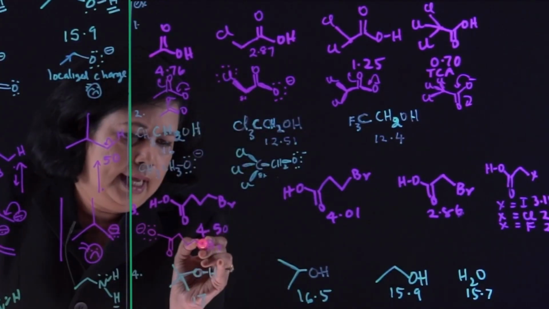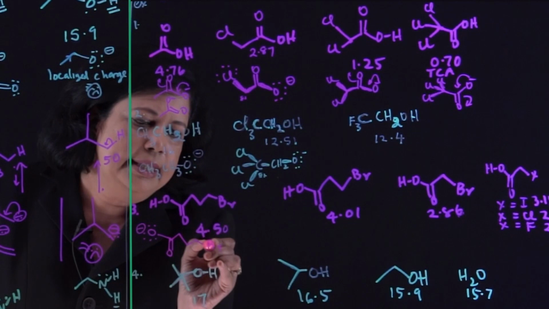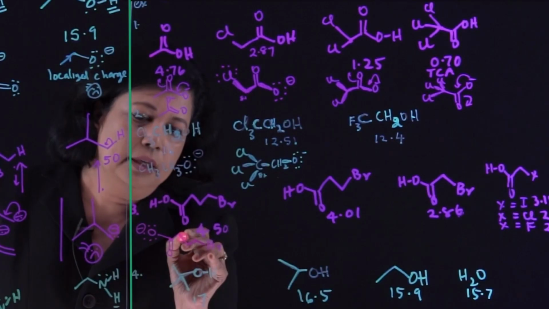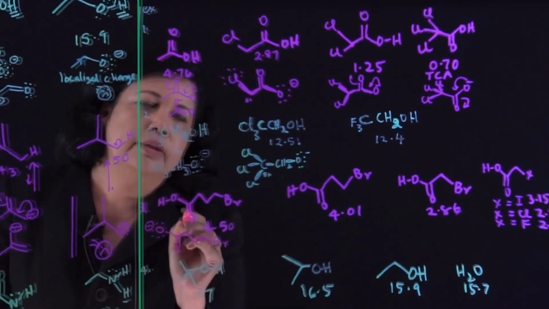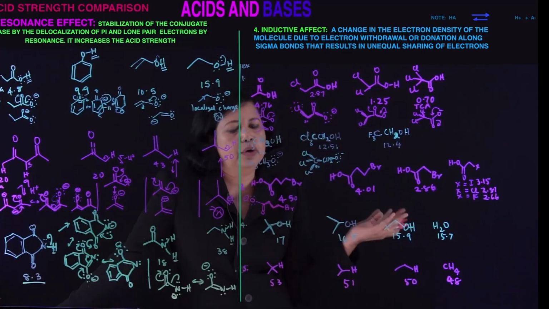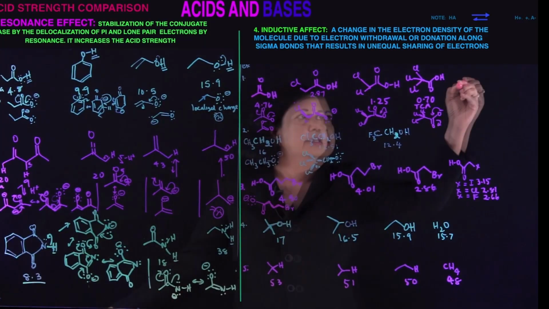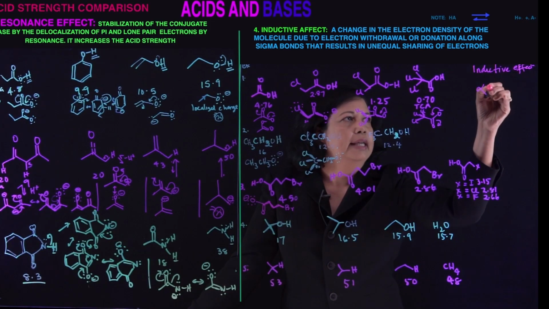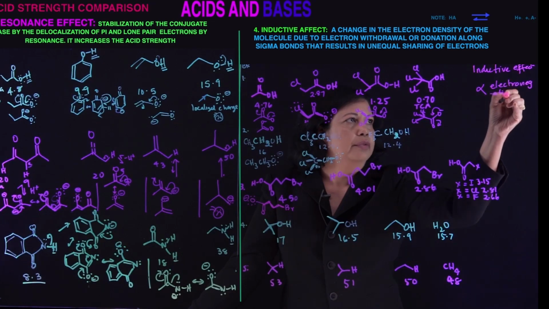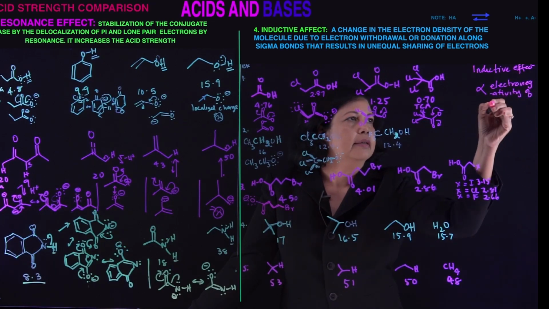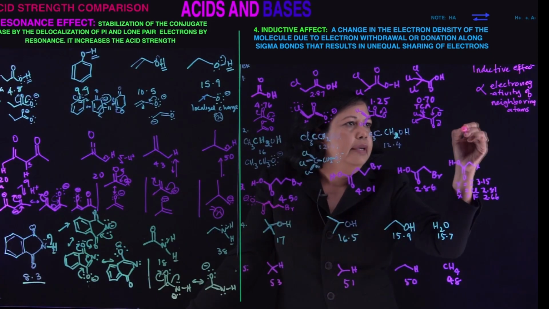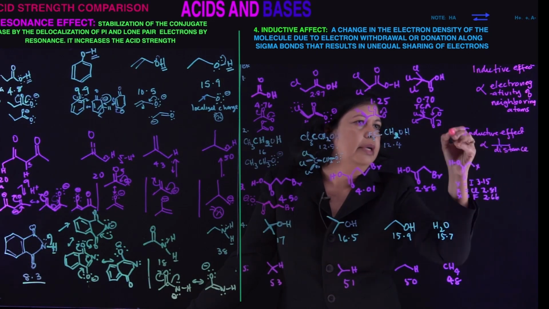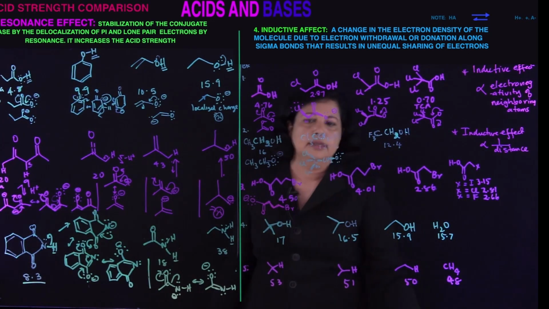And for this bromine to stabilize that anion, it's got to pull this in, and that's got to pull this in, and that's got to pull this carbon's electrons in. And so the inductive effect falls off with distance. That's something to remember. Inductive effect is going to increase as the electronegativity of neighboring atoms increases. Inductive effect is going to fall off with distance. So that's something to remember. So 2 things about inductive effect.